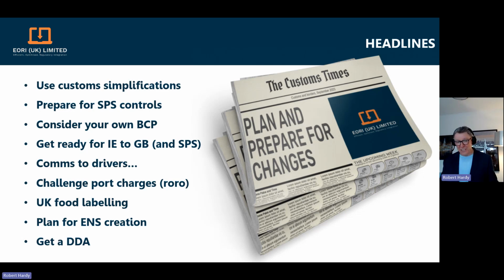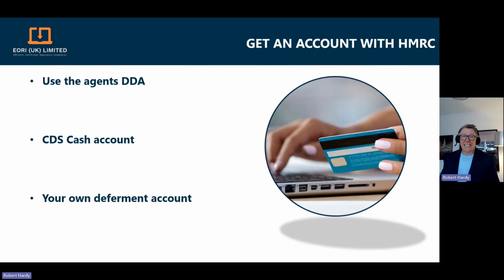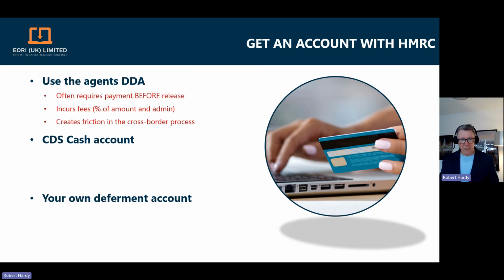It's an enabler. And because it's free of charge up to £10,000 a month, sorry, I'll jump to that slide, get one. The resistance we get at the moment is we use the agent's DDA. Fine, get that a lot. We use a CDS cash account. Fine. But also let's look at your own deferment account. So on the first one, we use the agent's DDA, and that often requires payment before release. Fine, so you're creating friction where there didn't need to be friction. Normally incurs a fee, a percentage of the amount advanced and an admin fee, 2.5%, let's say, and 15 quid or whatever. Creates friction on the cross-border process that didn't need to be there.